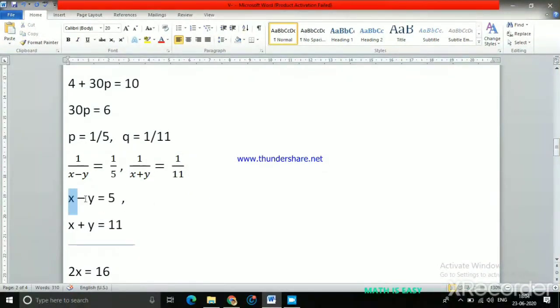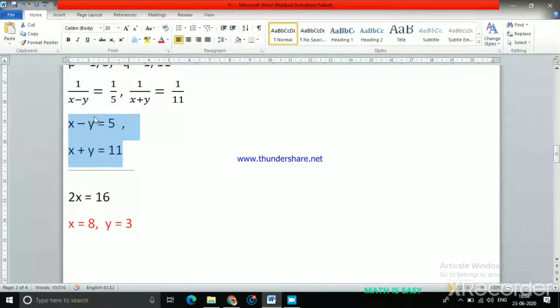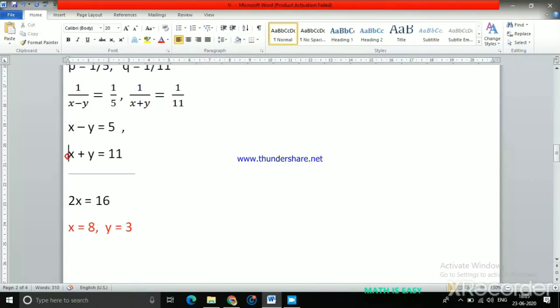Now here again you have two equations. One is x minus y equals 5, another one is x plus y equals 11. So again you have to solve this. Minus y plus y will get cancelled. I have x plus x equals 2x, 5 plus 11 equals 16. If 2x equals 16, then x value is going to be 8. If x is 8, substitute x value here. You will get 8 plus y equals 11. Then y is going to be 3. So you got x value and y value, that is speed of the boat and speed of the stream.